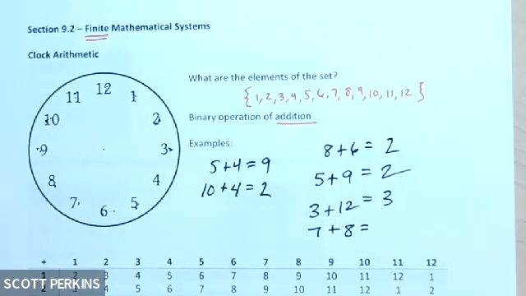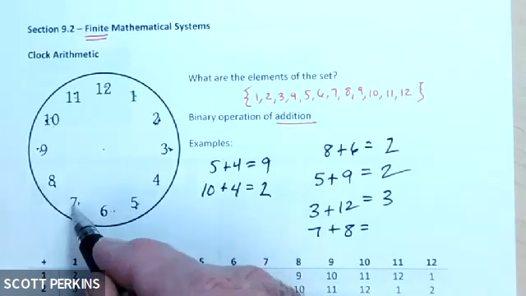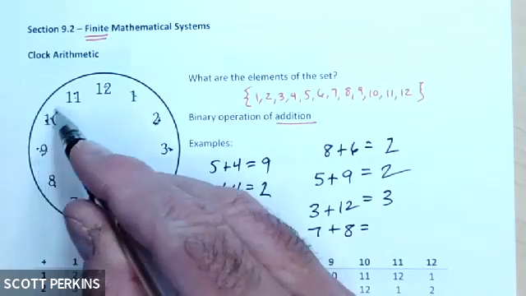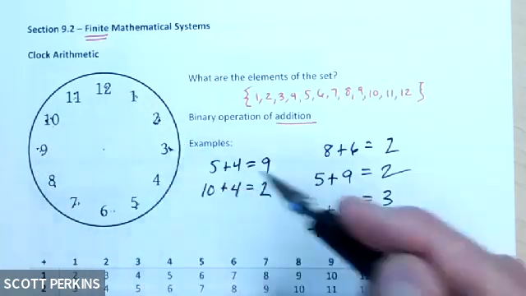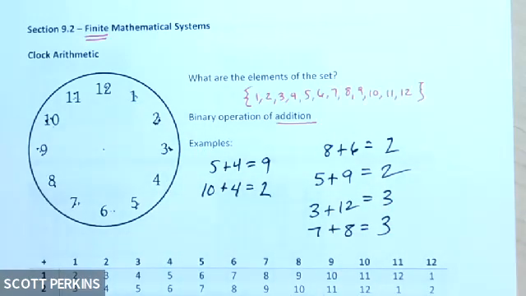And then last but not least, 7 plus 8. I hope this doesn't turn out to be 2. So 1, 2, 3, 4, 5, 6, 7, 8. Oh, I missed it by 1. It's 3. So there we go. So far, so good. Is everybody able to come up with those values?